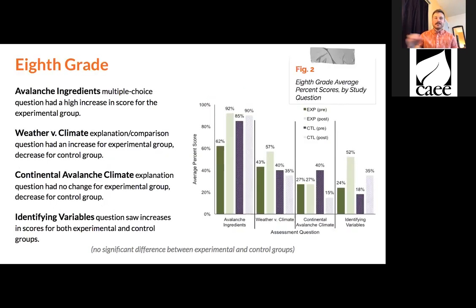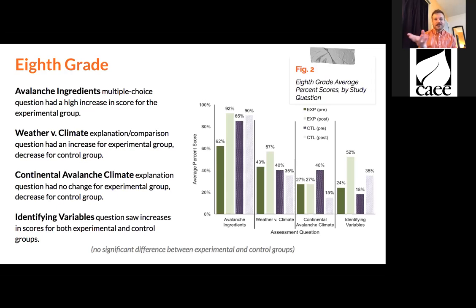Moving ahead to eighth grade, this has a lot on it, but on the chart on the right, each section that's green and purple is one of the questions again, and experimental in this case is green, and control in this case is purple. And you can see that for the avalanche ingredients question, the one on the left, there actually was a much higher increase for the experimental groups than for the control groups. But part of that is because the control groups in this particular study were scoring pretty high already. So who knows what that's about.